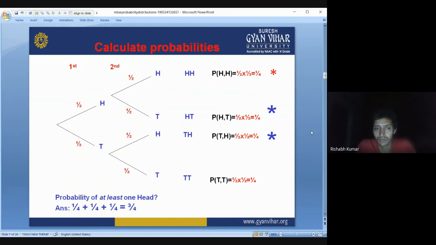So the probability is going to be the sum of the probabilities of all these outcomes, because these are mutually exclusive events. You can find the probability of A union B using the formula probability of A union B equals probability of A plus probability of B, provided that these two events are not overlapping with each other, right? Because these are mutually exclusive, we can just add the probabilities of all these individual outcomes, right? So 1 by 4 plus 1 by 4 plus 1 by 4 is going to give you 3 by 4.